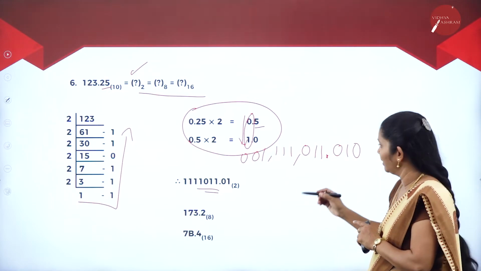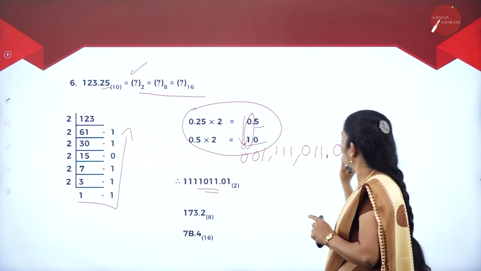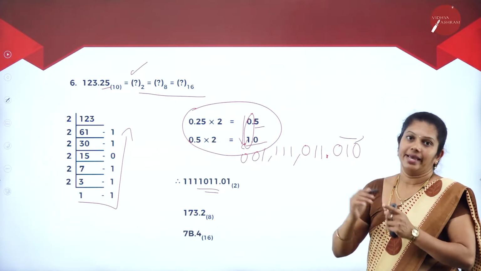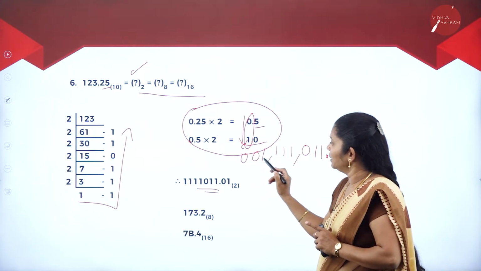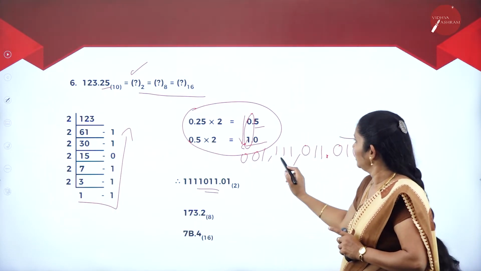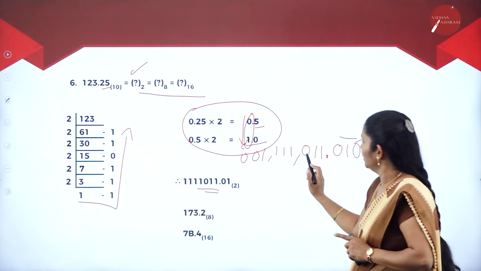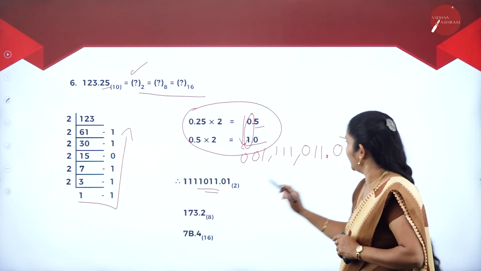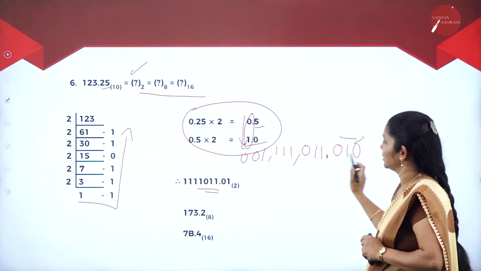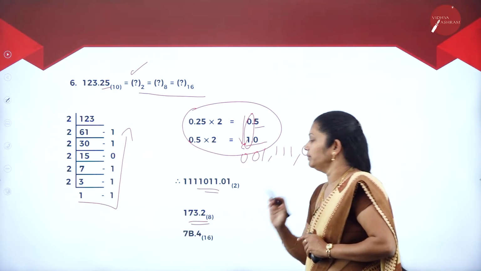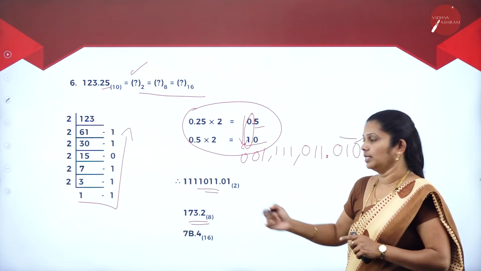On the left side of the point you write the extra zeros at the left, whereas on the right side you have to write the extra zeros at the right. Then 001, the binary value is 1. Then 111, that is 7. 011, that is 3. Point, then 010, the value is 2. From this, I can find the octal number.